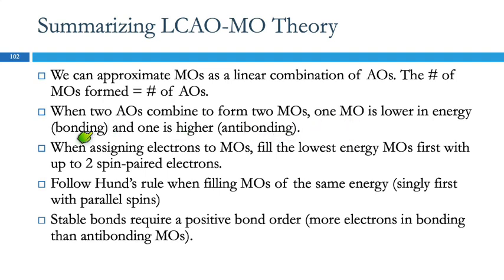When 2 atomic orbitals combine, you get 2 molecular orbitals. One's lower in energy, the bonding. One's higher in energy, the anti-bonding. When we put electrons in there, we're going to fill the lowest energy molecular orbitals first, with up to 2 spin-paired electrons, and we'll follow Hund's rule if we have orbitals of the same energy. So it's the same rules for filling the diagram. Stable bonds require a positive bond order. And a positive bond order just means you have more electrons in bonding orbitals than in anti-bonding orbitals. Because the bonding orbitals are fighting for a bond and the anti-bonding ones are fighting against it. And so who's going to win? It's the one with more electrons.